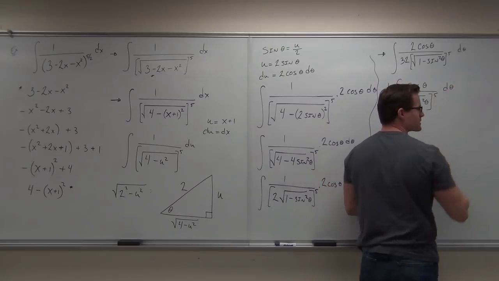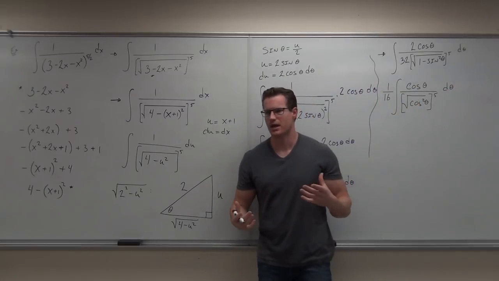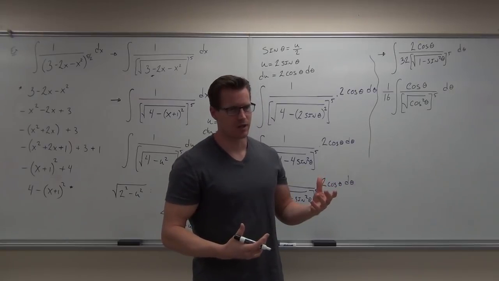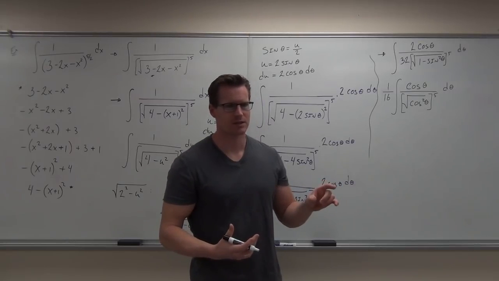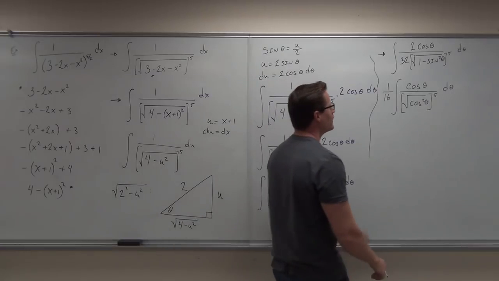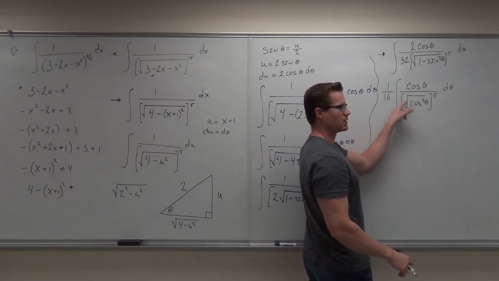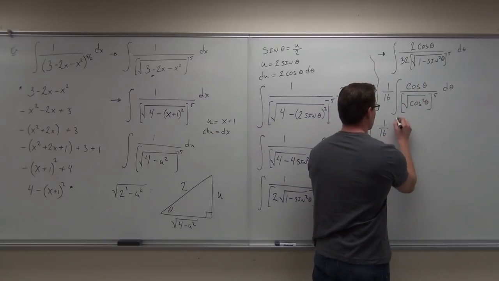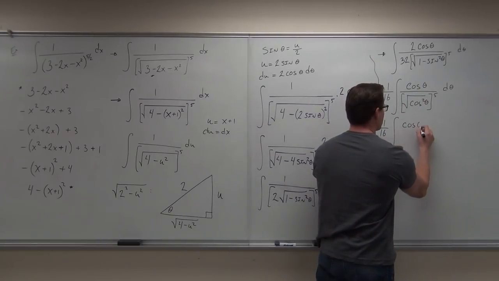Notice how I'm writing lots of steps. I'm not trying to do everything in my head right now. I know you guys are smart, I know it. But I don't want you doing everything in your head, because what if you forget a little constant? Is that going to be a good thing? No, it's a bad thing. If you forget a little square or a fifth power, that's a bad thing. I don't want that to happen. Square root of something squared is itself. Awesome. So I'm going to have 1/16 integral of cosine theta.